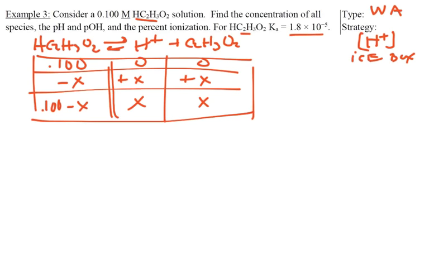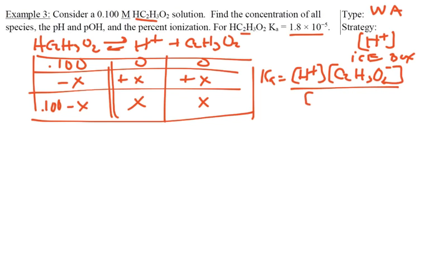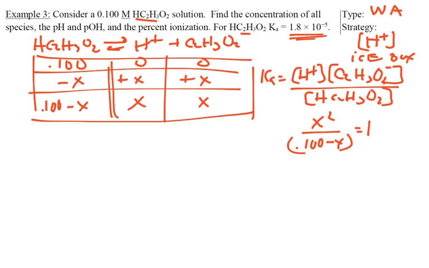Now the second clue we have is the Ka, and the Ka expression is going to be the products over reactants, concentration of H+ times concentration of acetate all over the acetic acid. And that equals 1.8 times 10 to the minus 5. So you can see what's going to happen. We're going to substitute in X and X, so X squared over 0.100 minus X, and that equals 1.8 times 10 to the negative 5. And that is going to result in a quadratic equation.